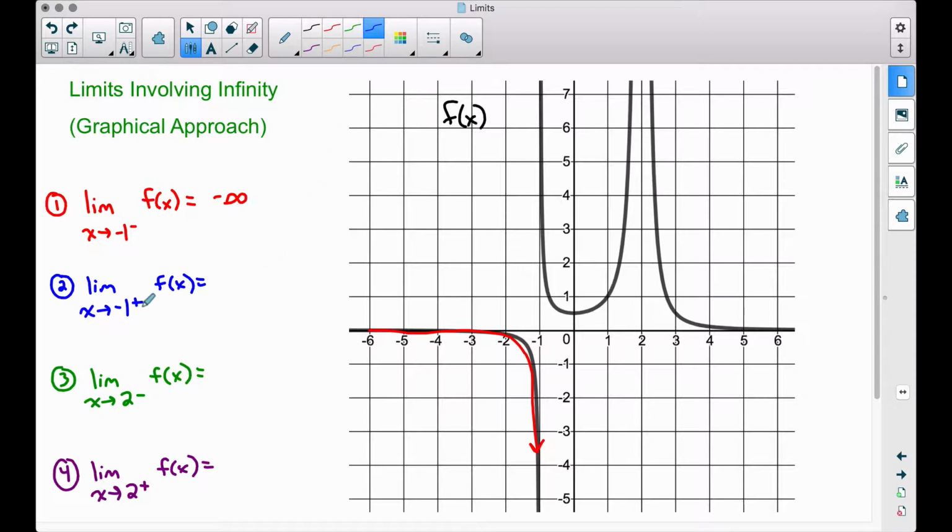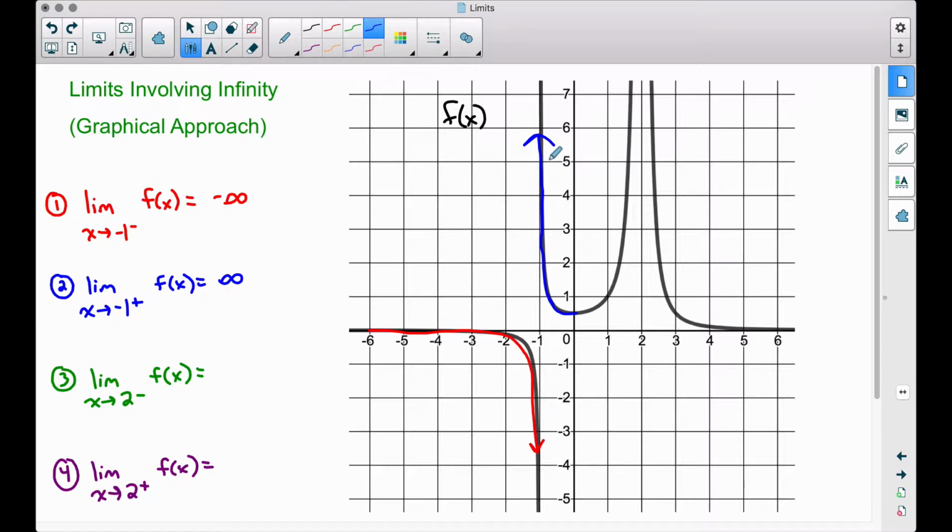What about as we approach -1 from the right? It's not going down forever. As we get close to this -1 value from the right, we're actually shooting up forever. So that's going to be positive infinity. That's very helpful because this is telling us what the graph is doing on the left side of -1 and what the graph is doing on the right side of -1.